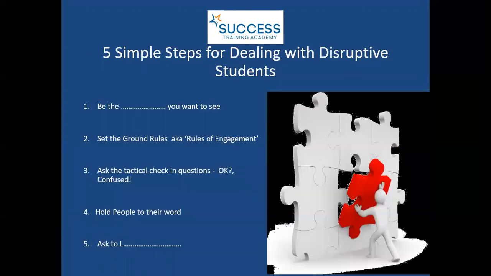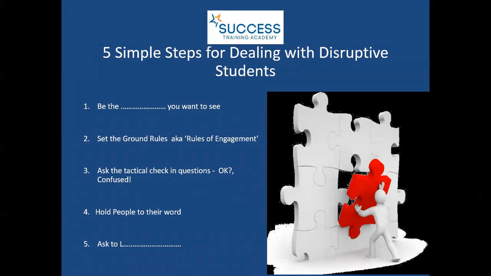Okay, the first one that we've got there is number 1, be the behavior you want to see. Okay, be the behavior that you want to see. Definitely grab a pen and write that down. Number 1 thing, all right? Because you cannot expect your learners to do what you are unwilling to do. So for example, if you want your learners to be motivated, well, you have to be motivated. If you want your learners to come on time, well, you have to come on time.